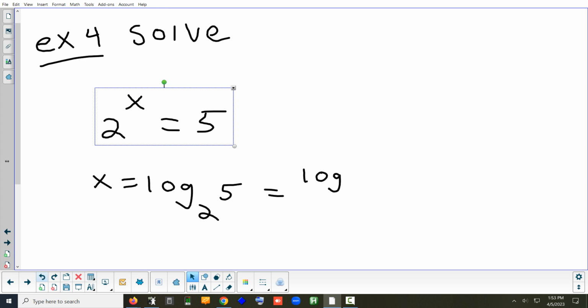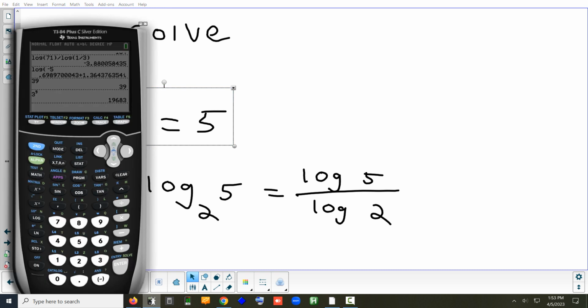Well, we don't have base 5 or base 2 buttons on the calculator. Yeah, so this really is base 10. Log 5 over log 2. You could also do another thing that we talked about. Instead of log 5 over log 2, how else could you write it? ln. You could do ln 5 over ln 2. But don't mix them. Pick one or the other for the problem and just use that. So let's do log 5 divided by log 2.